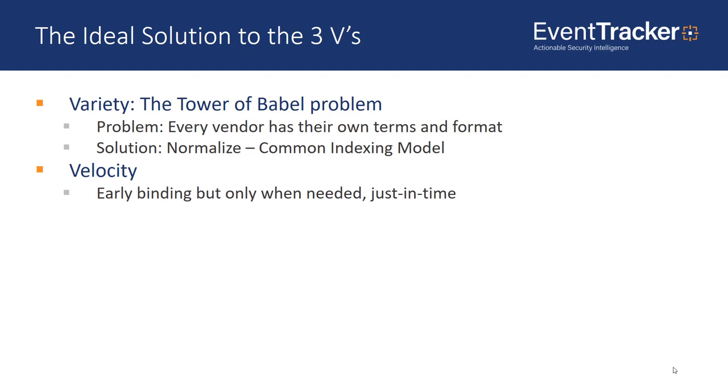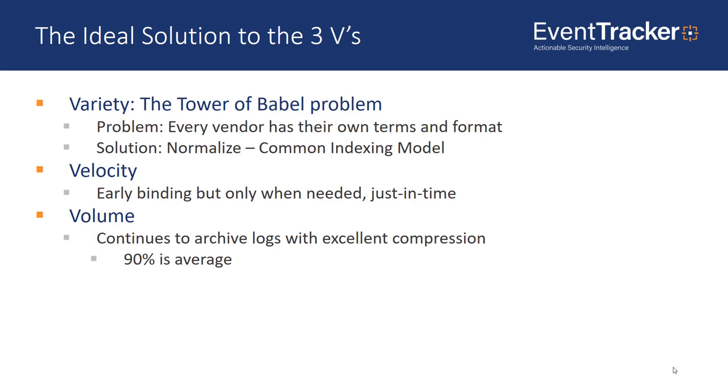To solve the velocity problem, it's a good idea to receive now and index later. But then, since that gives you problems on the display, you should in fact look to bind early, not just late. So early binding is a good thing, but then you should not overdo it. It's preferable that you do it just in time as needed, so that you're not slowing down the receive process at all, if any.